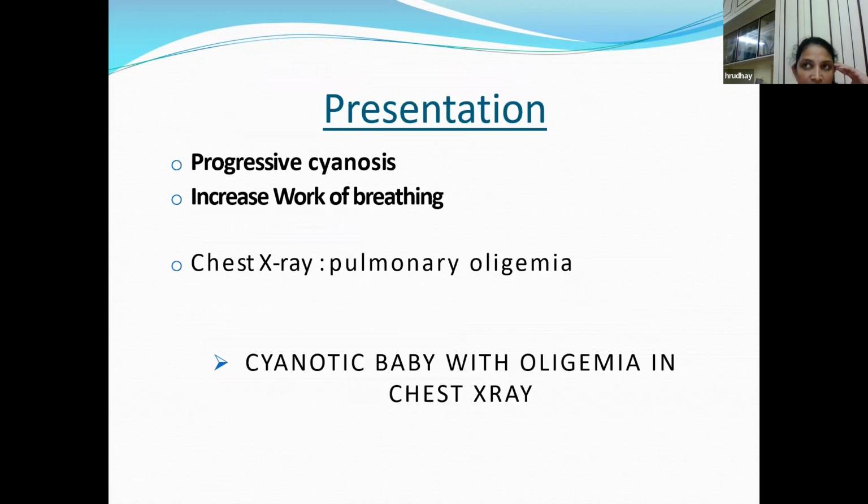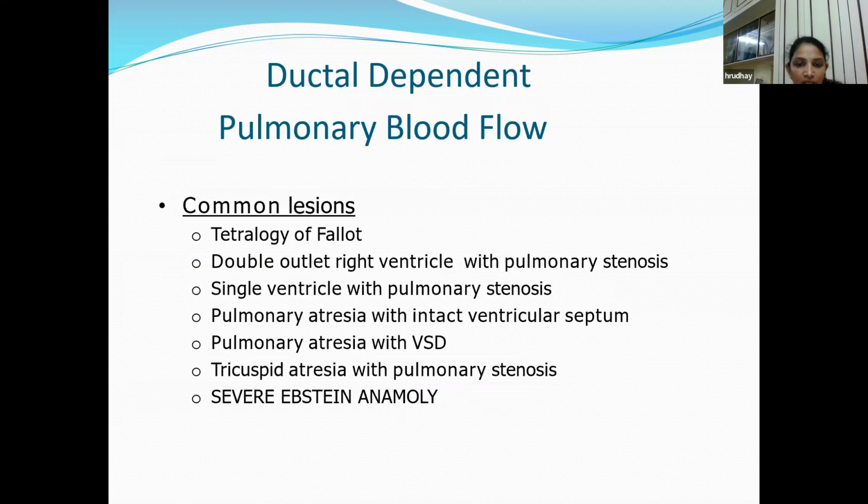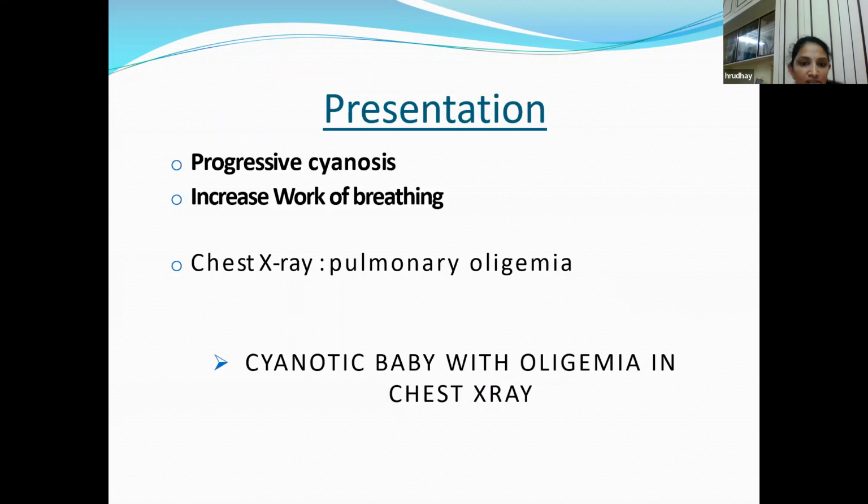So how do they present? Any right-sided obstruction leads to cyanosis, increased work of breathing, and a chest X-ray showing pulmonary oligemic lung fields. So any cyanotic baby with oligemia on chest X-ray, suspect duct-dependent pulmonary lesions. That's it. In brief, the only thing we need to remember is a cyanotic baby with oligemia on chest X-ray.